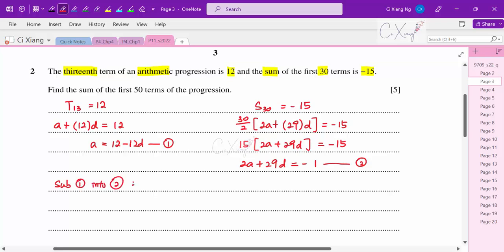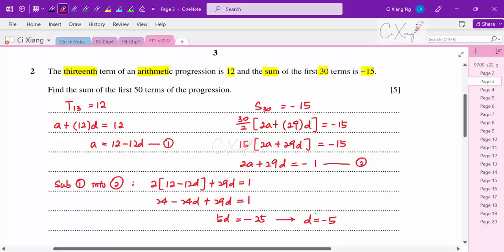So when I substitute equation number 1 into 2, I will replace a by using 12 minus 12d plus 29d equals to 1. Okay, so if I continue further from here, I'll have 24 minus 24d plus 29d equals to 1. If I continue to simplify all this, eventually I'll get my value of d, which is negative 5.